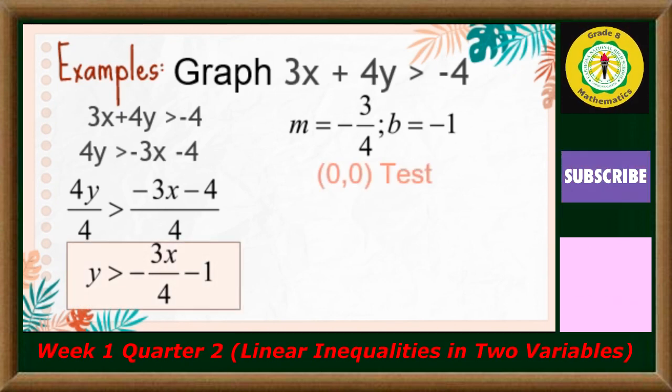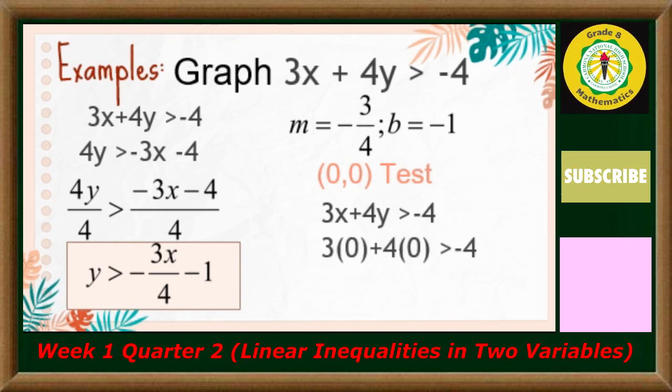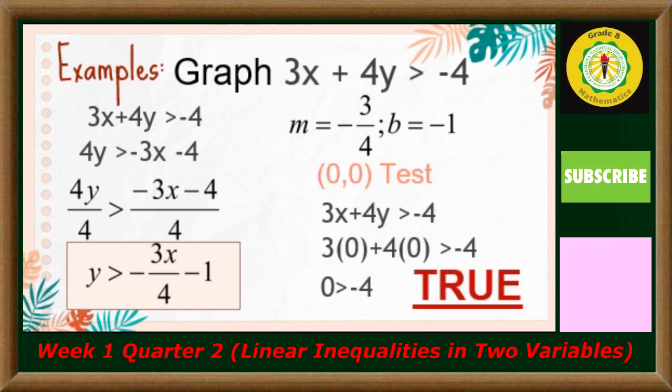Now let's test 0 and 0. We need to substitute the given origin, or the ordered pair, in our given inequality. So we have 3x plus 4y is greater than negative 4. So 3 times 0 is 0. 4 times 0 is 0. So 0 is greater than negative 4. So that is a true statement.